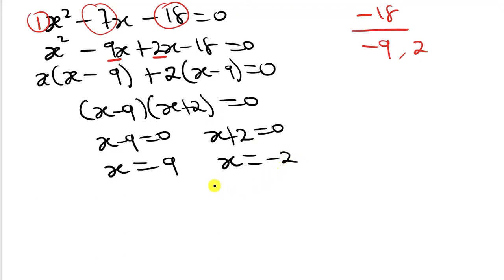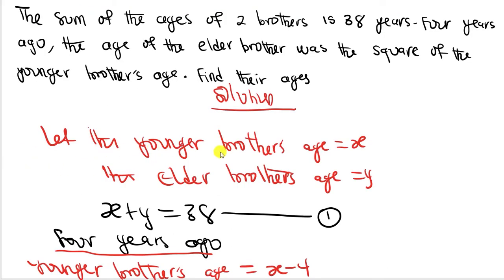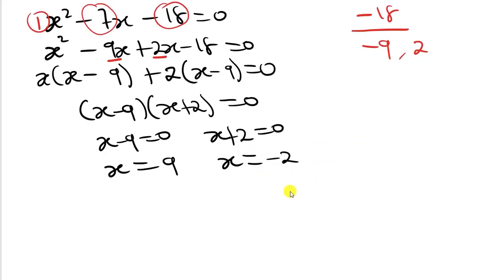And since we are dealing with ages, it means that our x can't be equal to negative 2. What was x? Our x is representing whose age? Don't forget that the younger brother's age was the x. Okay. So now, in that case, it means that our x can't be equal to negative 2. Therefore, x can't be equal to negative 2. So meaning that our x is equal to 9. So it means that the younger brother's age is 9.